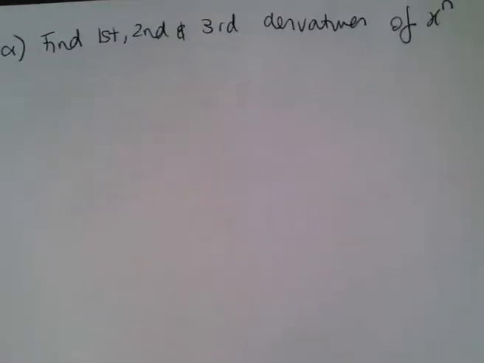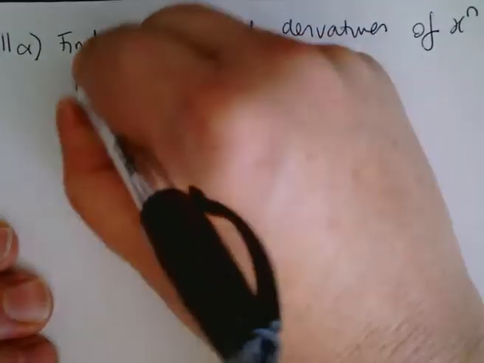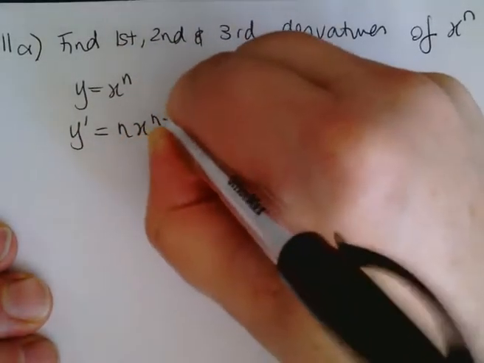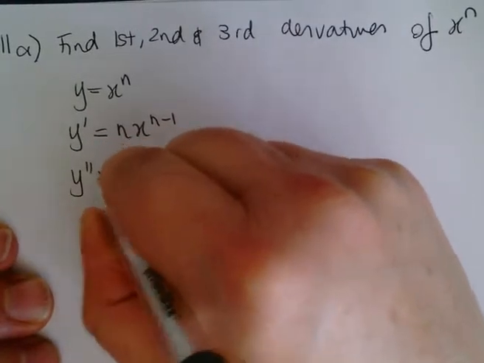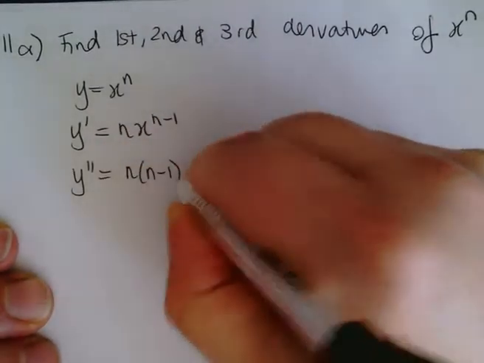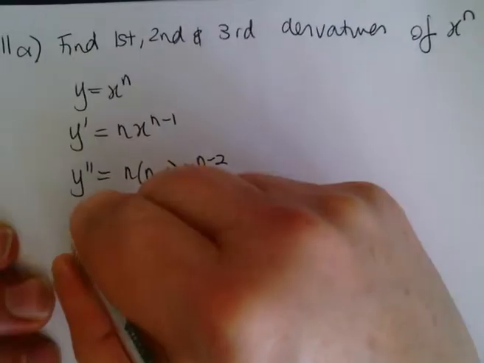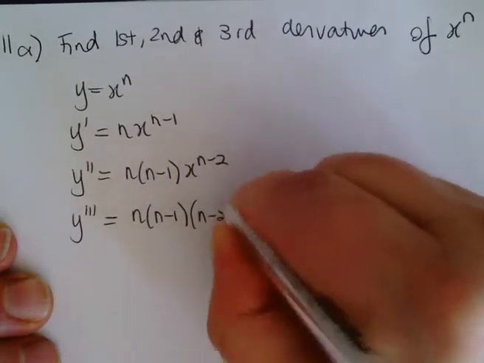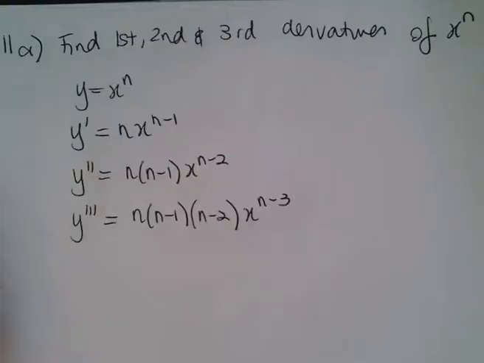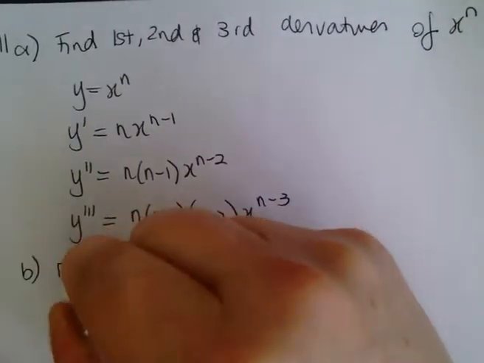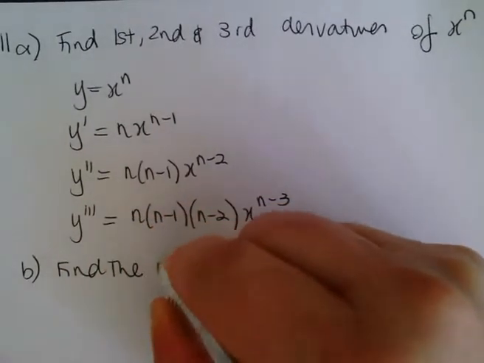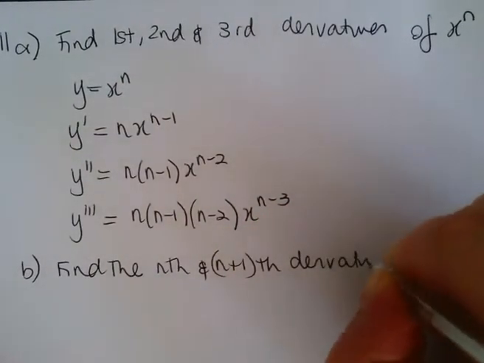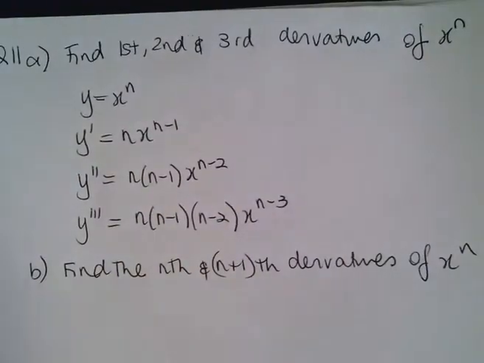Find the first, second, and third derivatives of x to the power of n. So if y is x to the n, is that what you did? y dash is nx to the n minus 1. y double dash is n times n minus 1, x to the n minus 2. And y triple dash is n times n minus 1 times n minus 2, x to the n minus 3. So part B says to find the nth and the n plus 1th derivatives of x to the n.